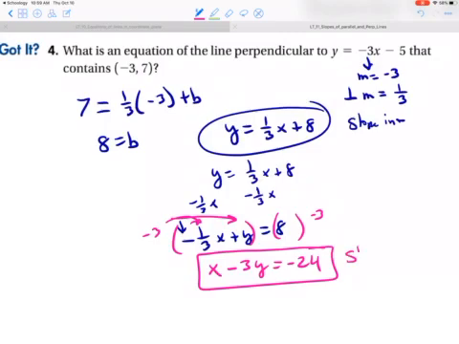This is in standard form because I have ax plus by equals c.